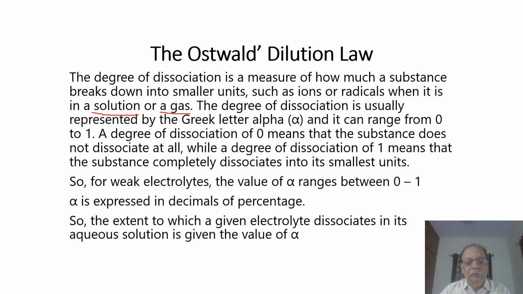Alpha is expressed in decimals or percentage. In either way we can express alpha. So the extent to which a given electrolyte dissociates in its aqueous solution is given by the value of alpha. In short, the value of alpha tells us the extent of dissociation of the given electrolyte, which is weak in nature.